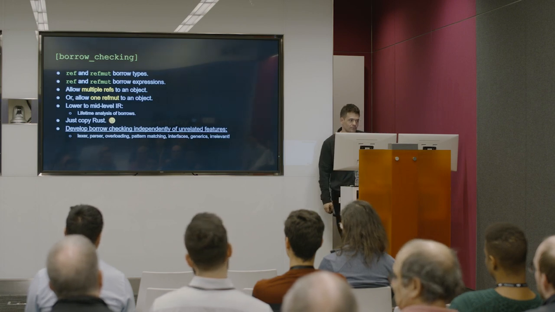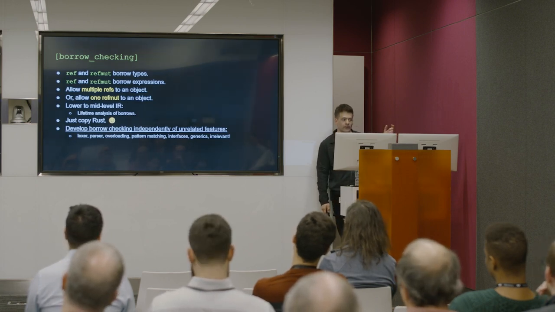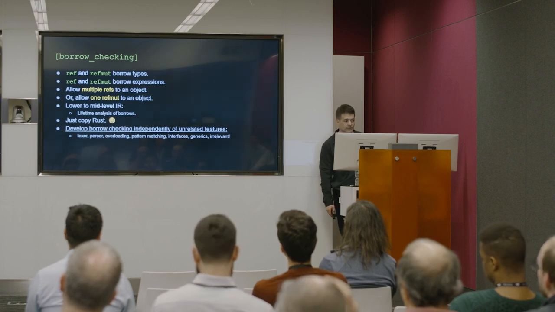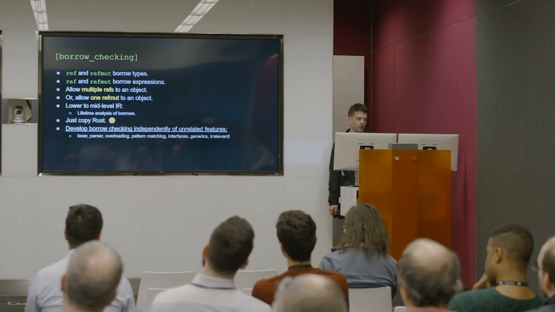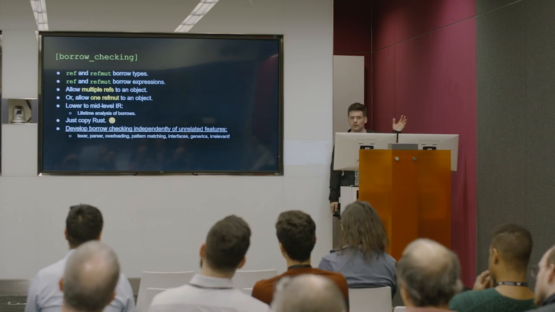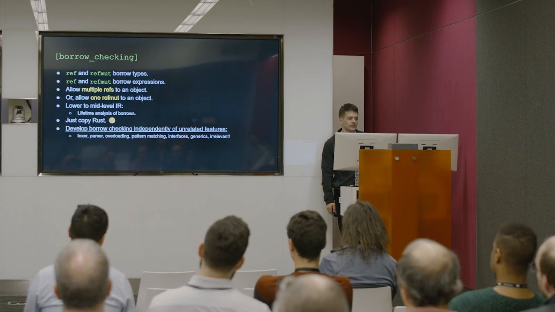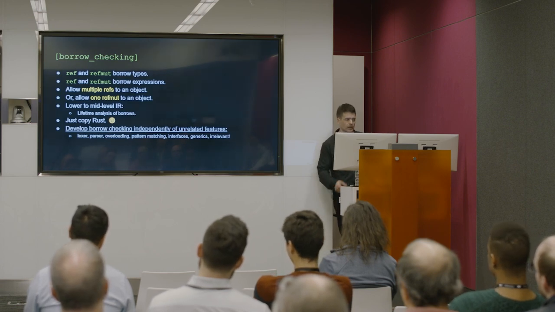So I want to introduce ref and ref mut types as first class types, ref and ref mut as expressions, and it's the same constraints or same requirements that Rust gives you. There's multiple immutable references to an object and there's one mutable reference. And you have to lower to a mid-level IR and that will do lifetime analysis of the borrows. So now we have relocation to change ownership, and then we have the borrows that are constrained by ownership. So a borrow can't outlive the object. And this does cut down on a lot of memory safety issues.